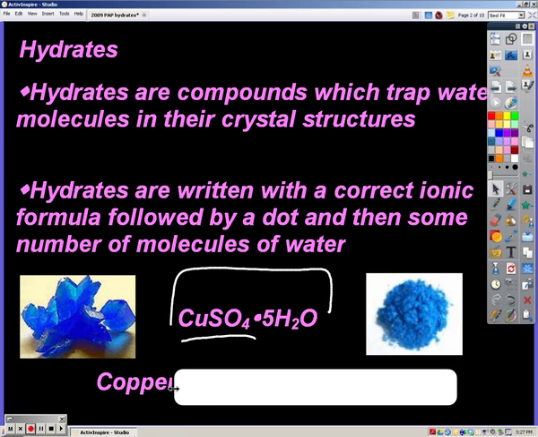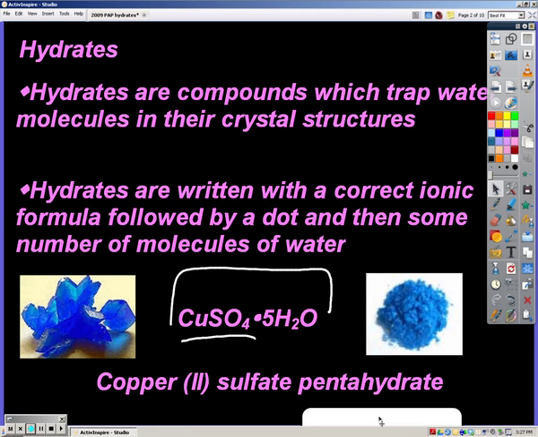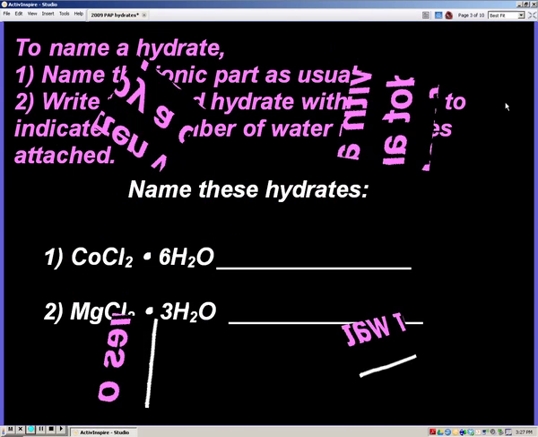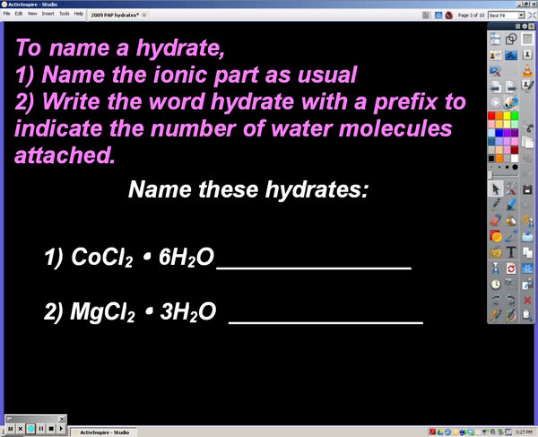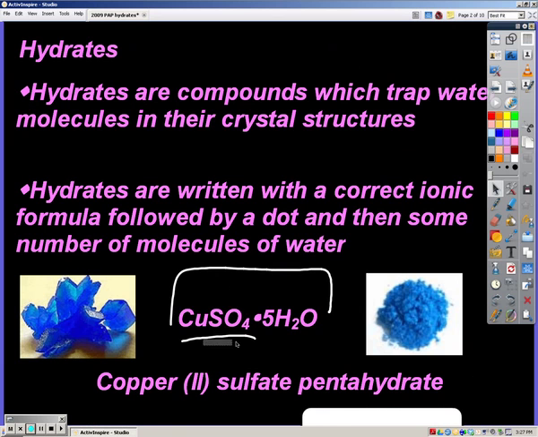So to write the name for this, I would write the name for the ionic substance, which is copper 2 sulfate. And then you're going to use your naming prefixes: mono, di, tri, tetra, penta, hexa, hepta, octa, nona, and deca to indicate how many waters you have present. And then you have the word hydrate for water. So the previous one was copper 2 sulfate pentahydrate.